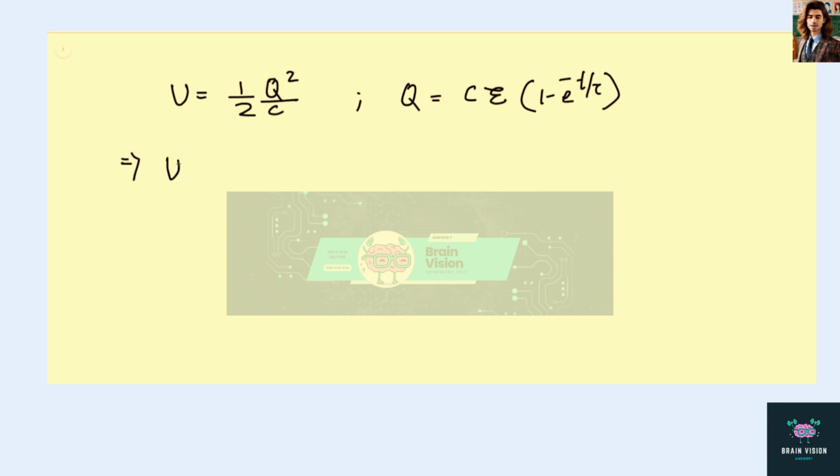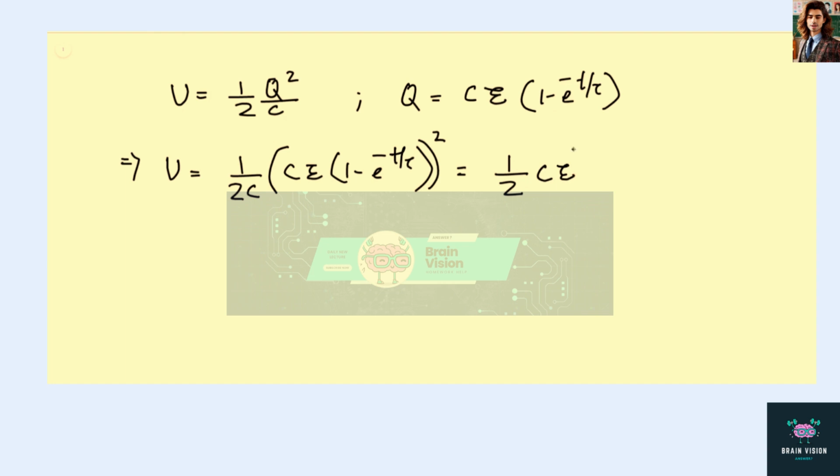So we have U equal to 1 over 2C times Q squared. So that is C times EMF times 1 minus e to the power minus t over tau. We have to take a whole square of that. And this simplifies to 1 over 2C, EMF squared, times 1 minus e to the power minus t over tau, squared.